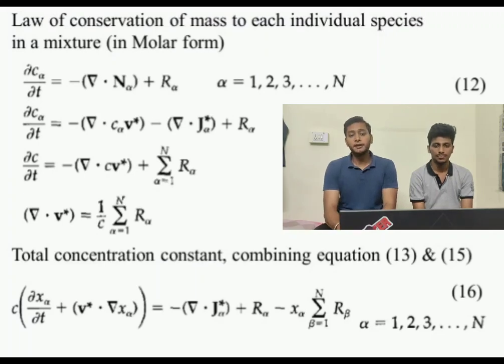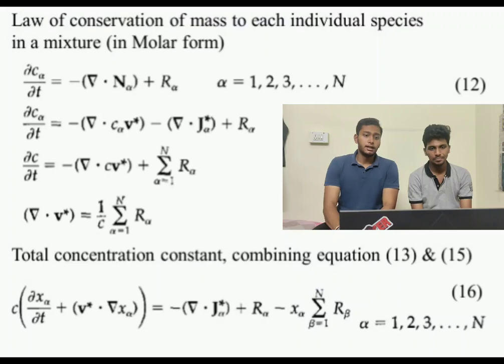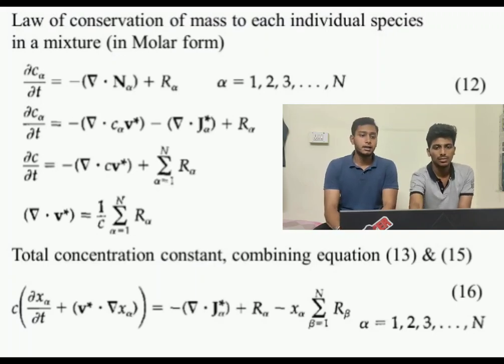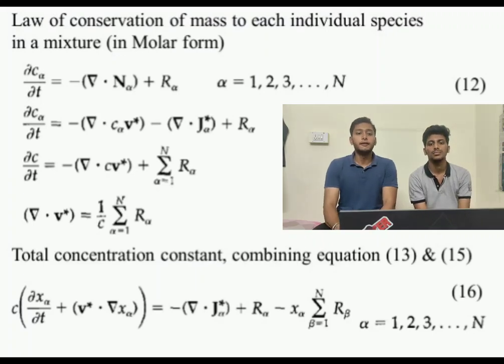So C signifies the total molar concentration. X alpha, which is equal to C alpha by C, is the mole fraction of species alpha. V star dot del x alpha is the convective transport of mole fractions. Del dot J alpha star is the diffusive transport of species alpha. R alpha is the net molar rate of production of species alpha, and x alpha times the summation of R beta is the correction term accounting for the effect of reactions on total molar concentration.